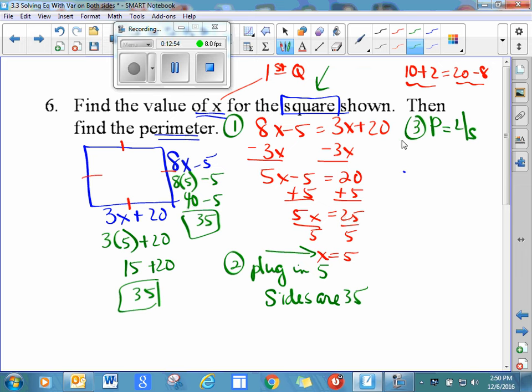Finally, we're ready to go up here to step number 3 and use our formula. So P is equal to 4 times 35, which is, let's see, 2 times 35 is 70, doubled is 140. So this is the answer to the second question. We've done the first question. We found x right here. We used x to plug in to find out how long our sides are. And then finally, we used the perimeter formula. Of course, the first thing we did is the most important. We knew to set these 2 sides equal to each other.